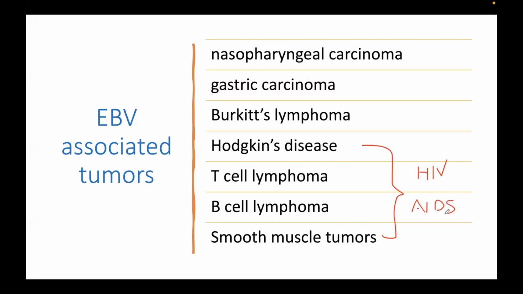take note of that. Now, tip, you don't have to memorize everything, but memorize nasopharyngeal CA, memorize Burkitt's, memorize Hodgkin's, okay? Memorize nasopharyngeal, memorize Burkitt's lymphoma, and memorize Hodgkin's disease. Again, please take note of that.